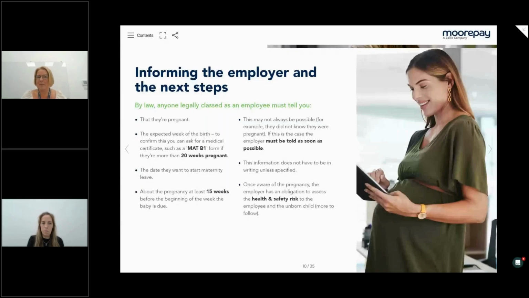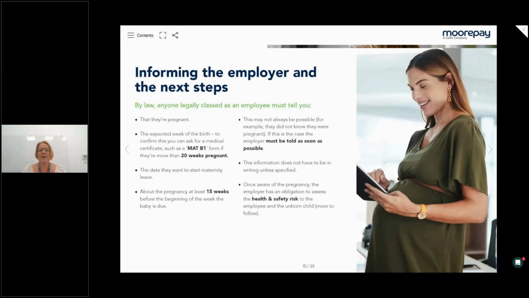But then we'd have to ask for maybe a copy of the baby's birth certificate as evidence of childbirth rather than the MAP-V1. But they happen few and far between. It's not a common occurrence. And then, as Hannah quite rightly pointed out, once we know our employee is pregnant, we need to do a health and safety risk assessment. That's just to ensure that the baby and the mother are both okay. So that should be done as soon as you know, and we'll cover off more detail in a minute.